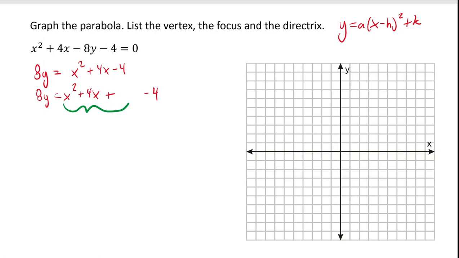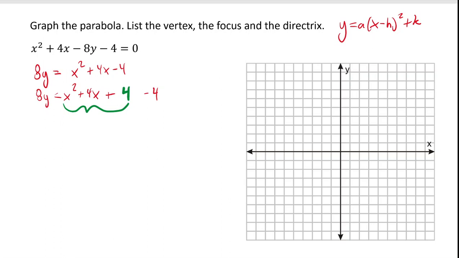In order to do that without bogging you down with all the real geometric details about how this works, you take the coefficient of the middle term, which in this case is 4, you divide it by 2, so you get 2, and then you square it, so you get 4. That means I have to add 4 to the right side of the equation.